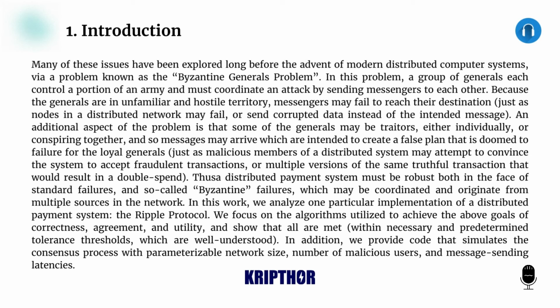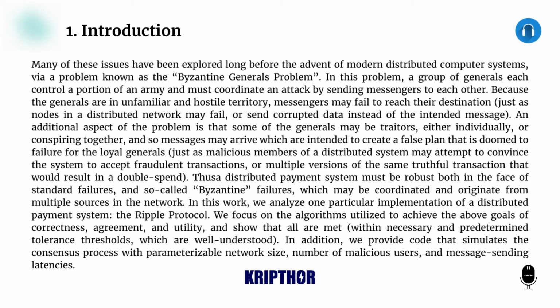Because the generals are in unfamiliar and hostile territory, messengers may fail to reach their destination, just as nodes in a distributed network may fail, or send corrupted data instead of the intended message. An additional aspect of the problem is that some of the generals may be traitors, either individually, or conspiring together, and so messages may arrive which are intended to create a false plan that is doomed to failure for the loyal generals, just as malicious members of a distributed system may attempt to convince the system to accept fraudulent transactions, or multiple versions of the same truthful transaction that would result in a double spend.